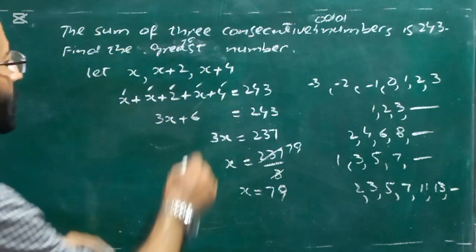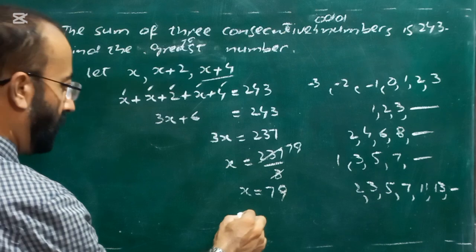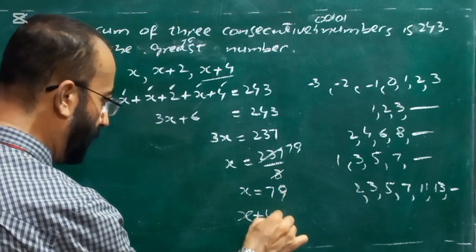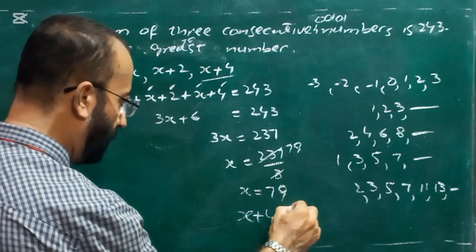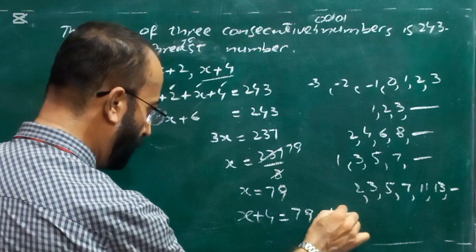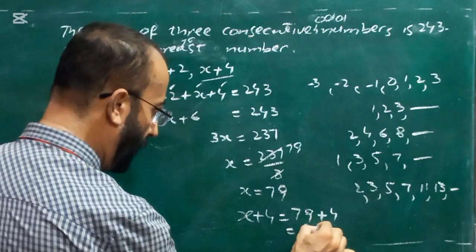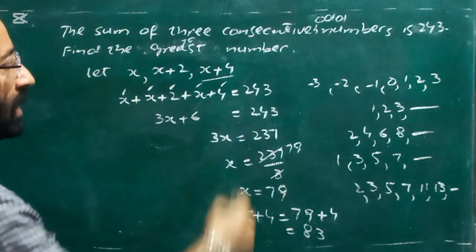Because now this statement is to find the greatest number. So the greatest number is x plus 4. So x plus 4 will be equal to, x is 79 plus 4 will make 83. So this is the greatest odd number in this case.